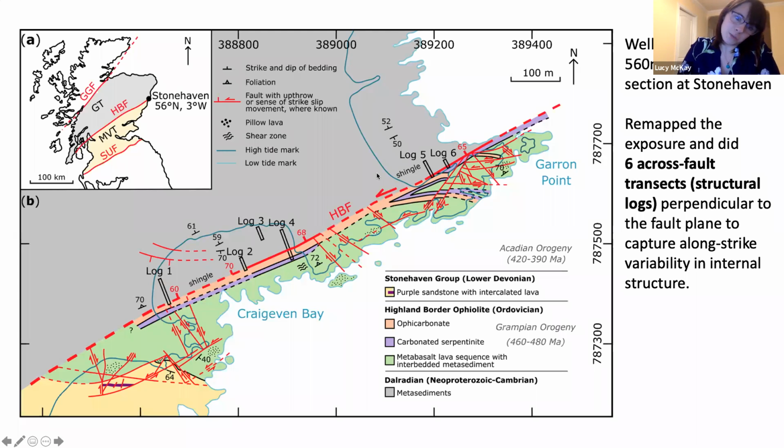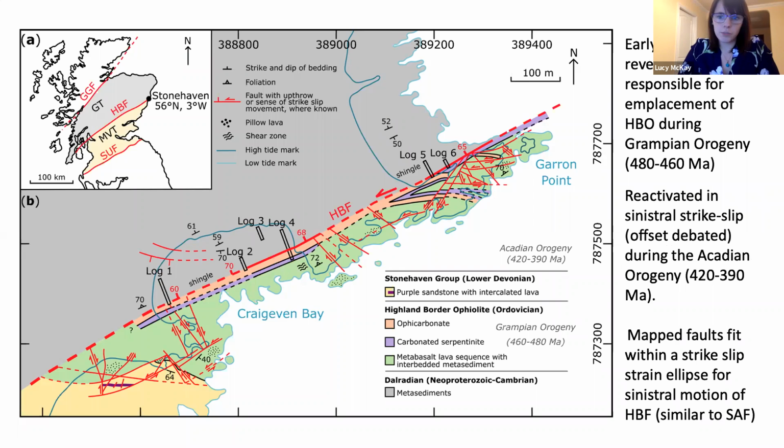Before the digging, I suppose I should say, I remapped all the exposures and we dug at 6 different locations. So this is my remapped map of Stonehaven, and we dug at 6 different locations along the fault, shown here as log 1, log 2, log 3, log 4, log 5, log 6. And we did cross-fault transects perpendicular to the fault plane to try and capture this internal fault variability.